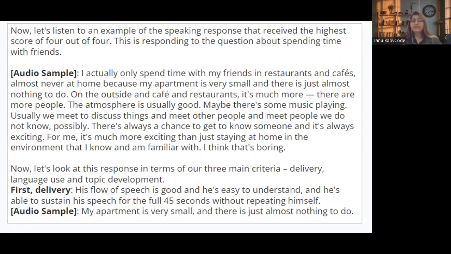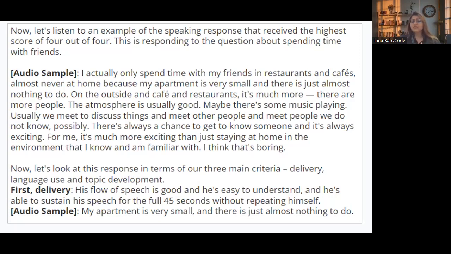I actually only spend time with my friends in restaurants and cafes, almost never at home, because my apartment is very small and there is just almost nothing to do. On the outside and cafes and restaurants, it's much more. There are more people. The atmosphere is usually good. Maybe there's some music playing. Usually we meet to discuss things and meet other people and meet people we do. Now there's always a chance to get to know someone and it's always exciting for me. And it's much more exciting than just staying at home in an environment. And I know and I'm familiar with what thing that's boring is.